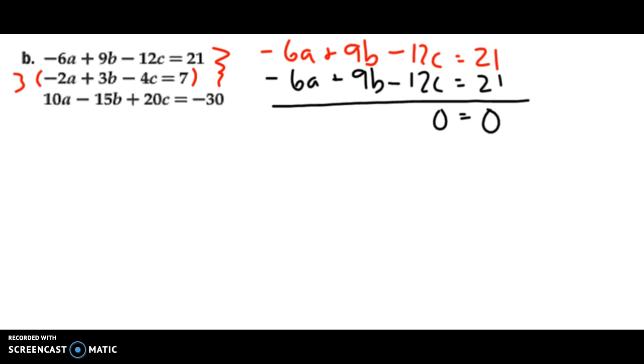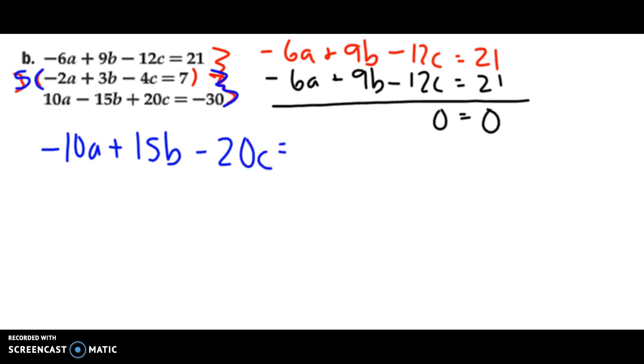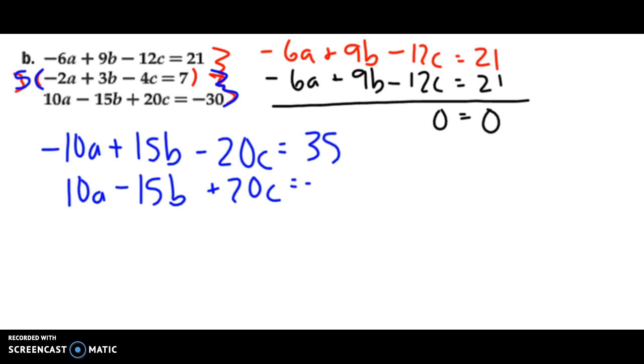So now what I'm going to do is take the second and the third equation, and I'm going to try and eliminate one of the variables. Okay? So I see I have a negative 2a, and I have a positive 10a. So let's multiply the whole middle one by 5 now and see what I get. So I get negative 10a plus 15b minus 20c is equal to 35. And the bottom equation stays the same. 10a minus 15b plus 20c equals negative 30.